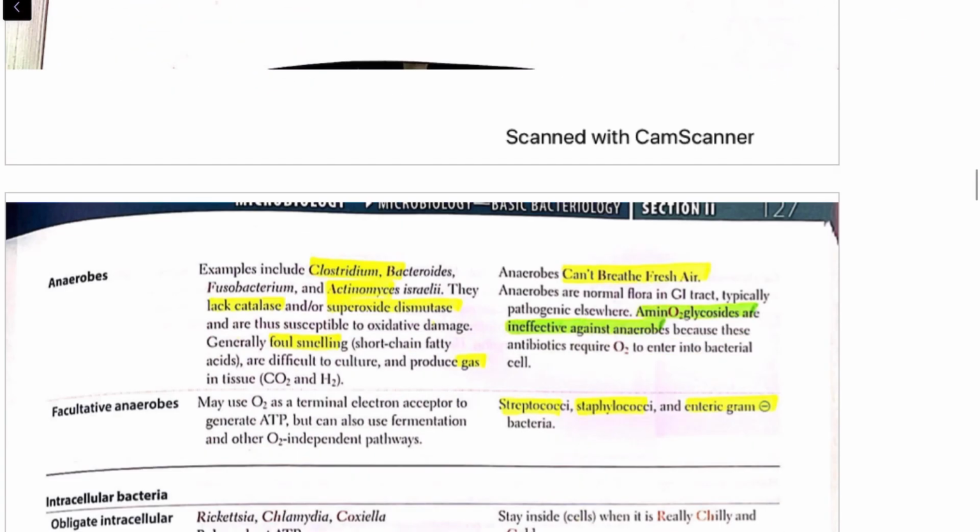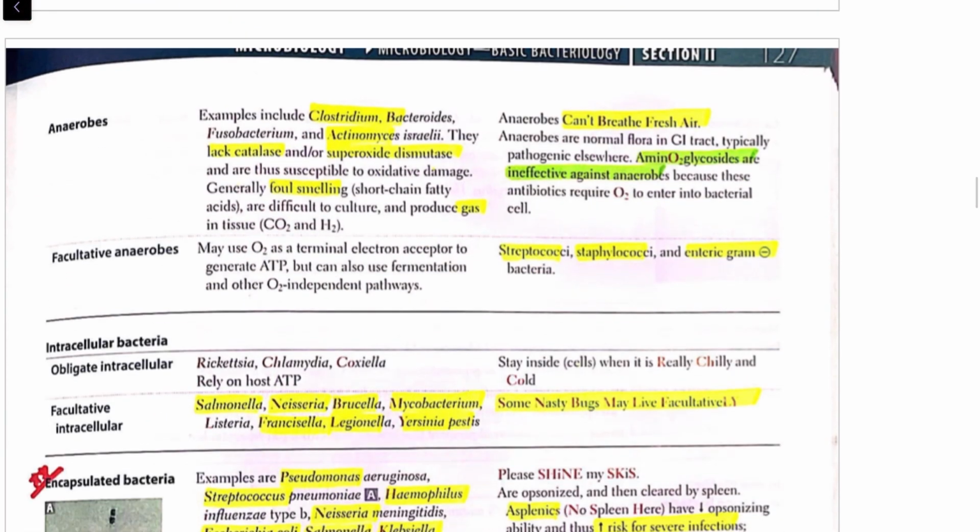Then anaerobes के examples, anaerobes cannot breathe in fresh air, है ना. तो इसके examples ऐसे हो गए. CBFA, cannot breathe in fresh air. Then C से Clostridia, B से Bacteroides. This question was asked अभी. Then F से Fusobacterium and A से Actinomyces israelii.